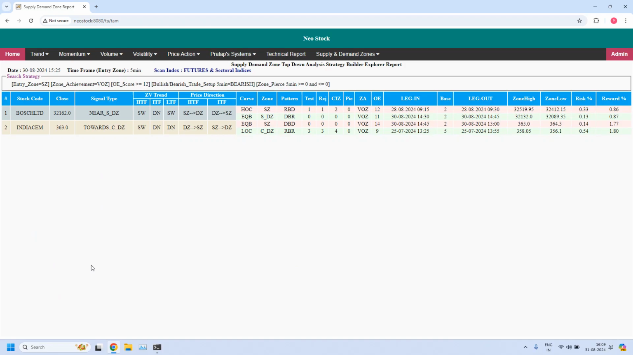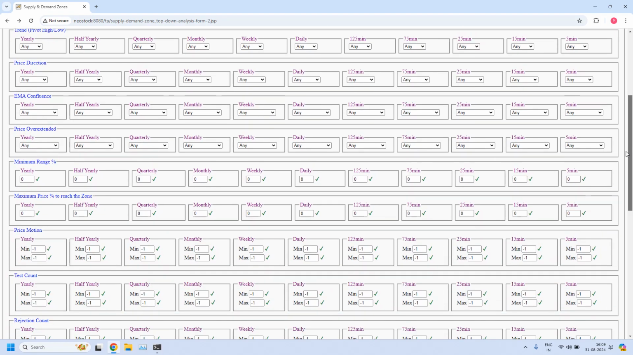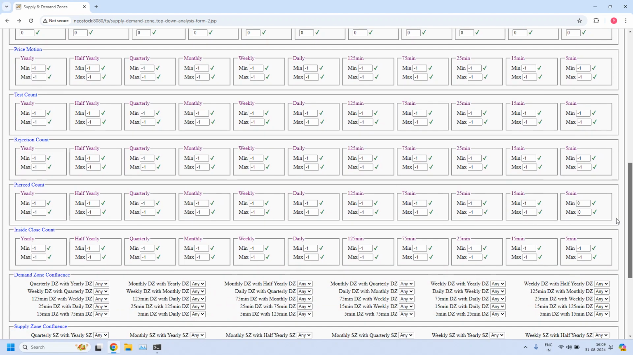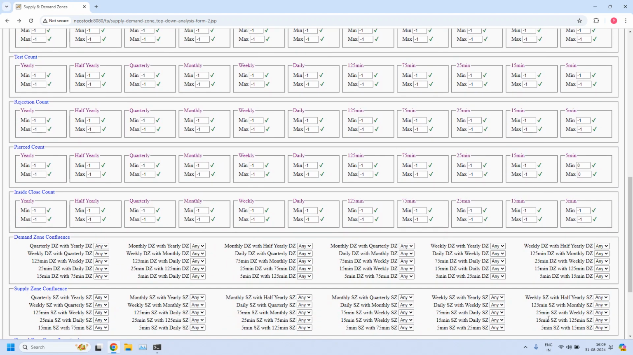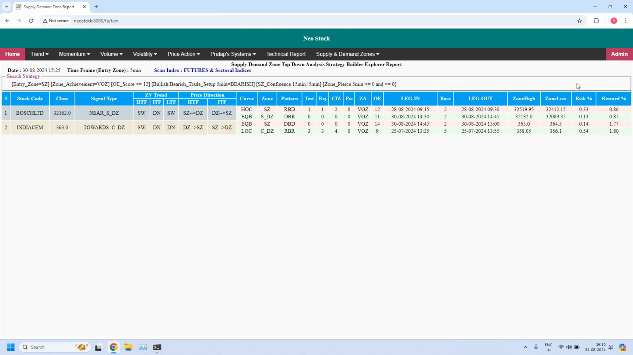So only 2 stocks are filtered. Currently these 2 stocks are supporting bearish trade setup for hourly income trade. Now let's verify whether any of these stocks are having confluence with 15 minute zone. Supply zone confluence, 5 minutes and 15 minutes supply zone confluence. I am enabling this filter. Now let's verify. And both the stocks are having confluence with the 15 minute time frame.